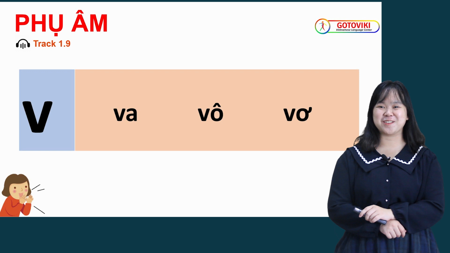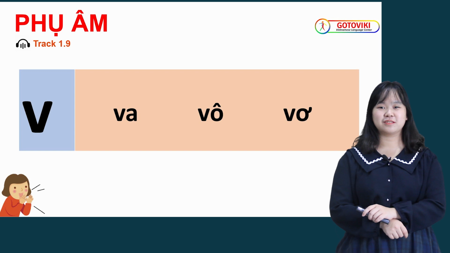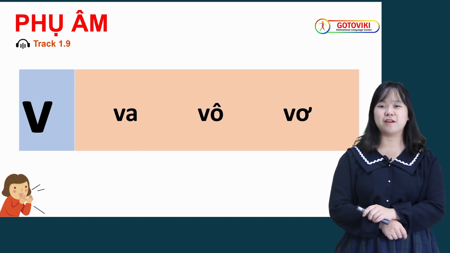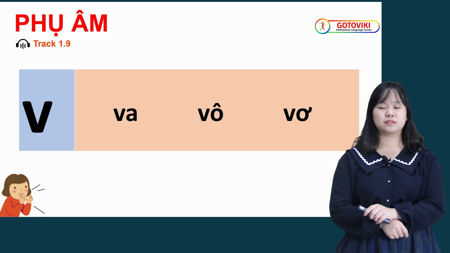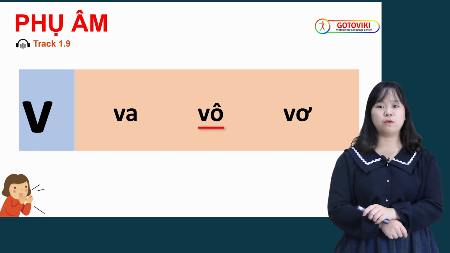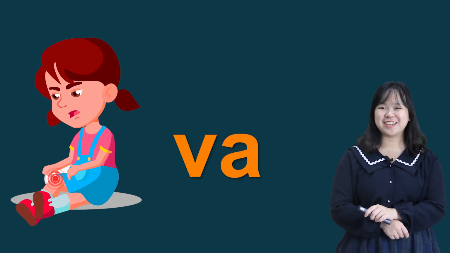We will continue with the consonant v. Okay, repeat after me. V, v, v. For example, va, vô, vơ. Va, va, va, vô, vô, vô, vơ, vơ, vơ. Va means to pump in English. I pumped into a barrier.